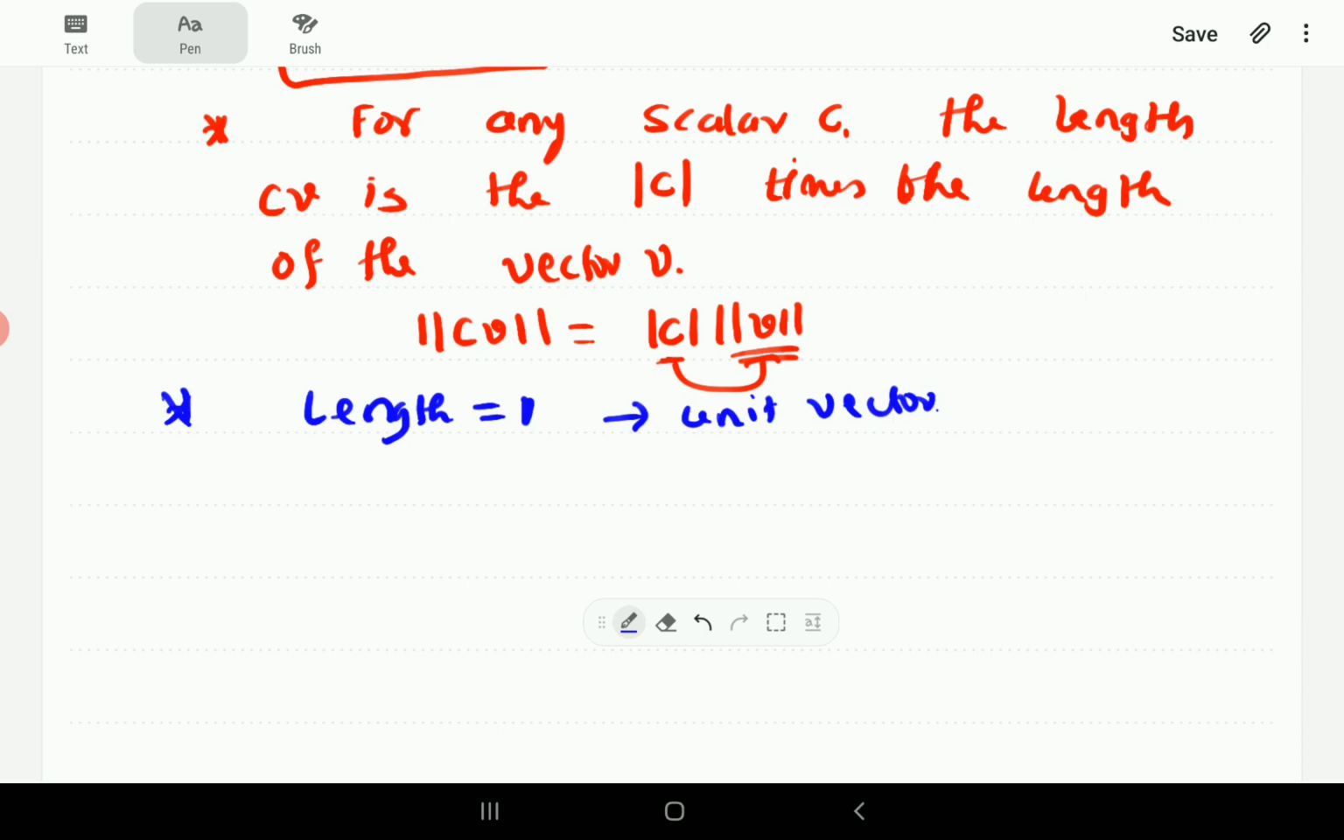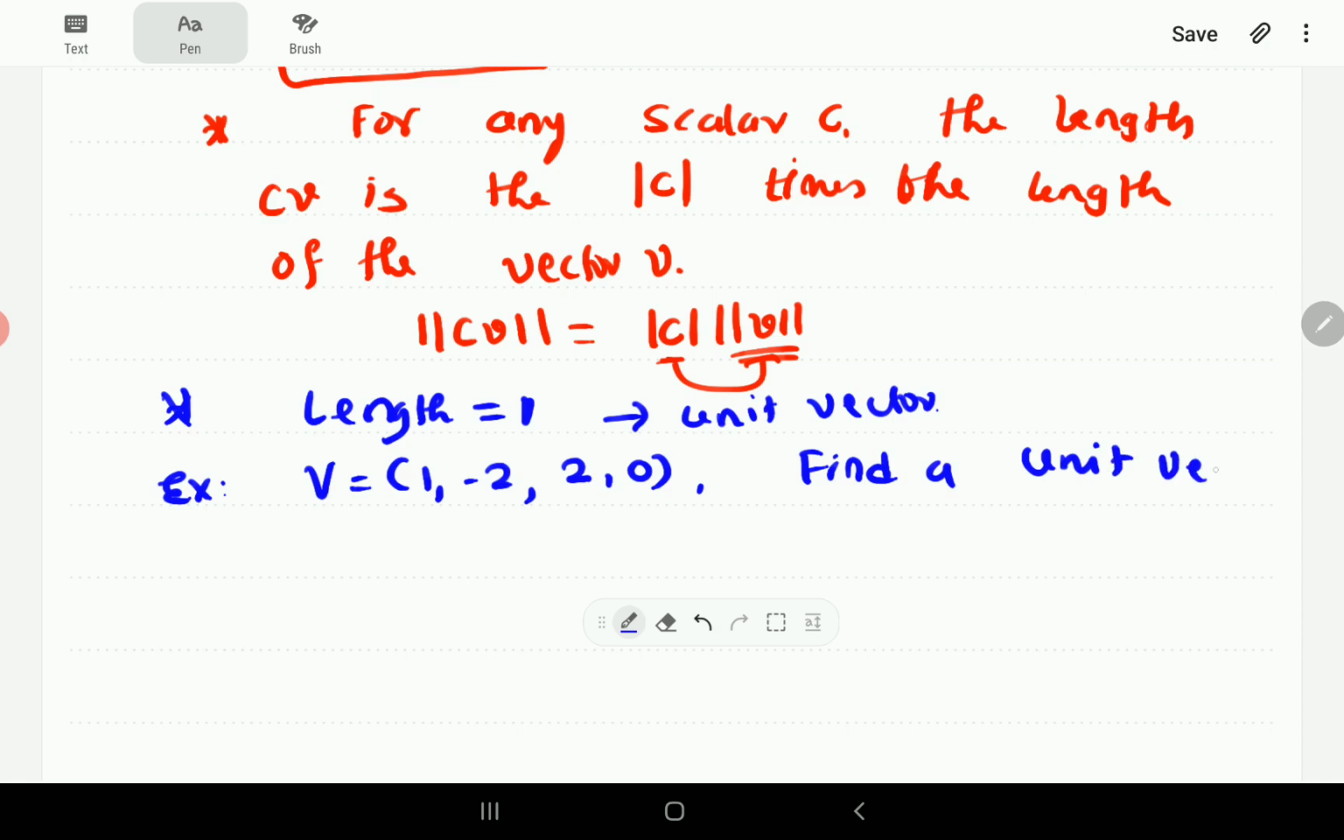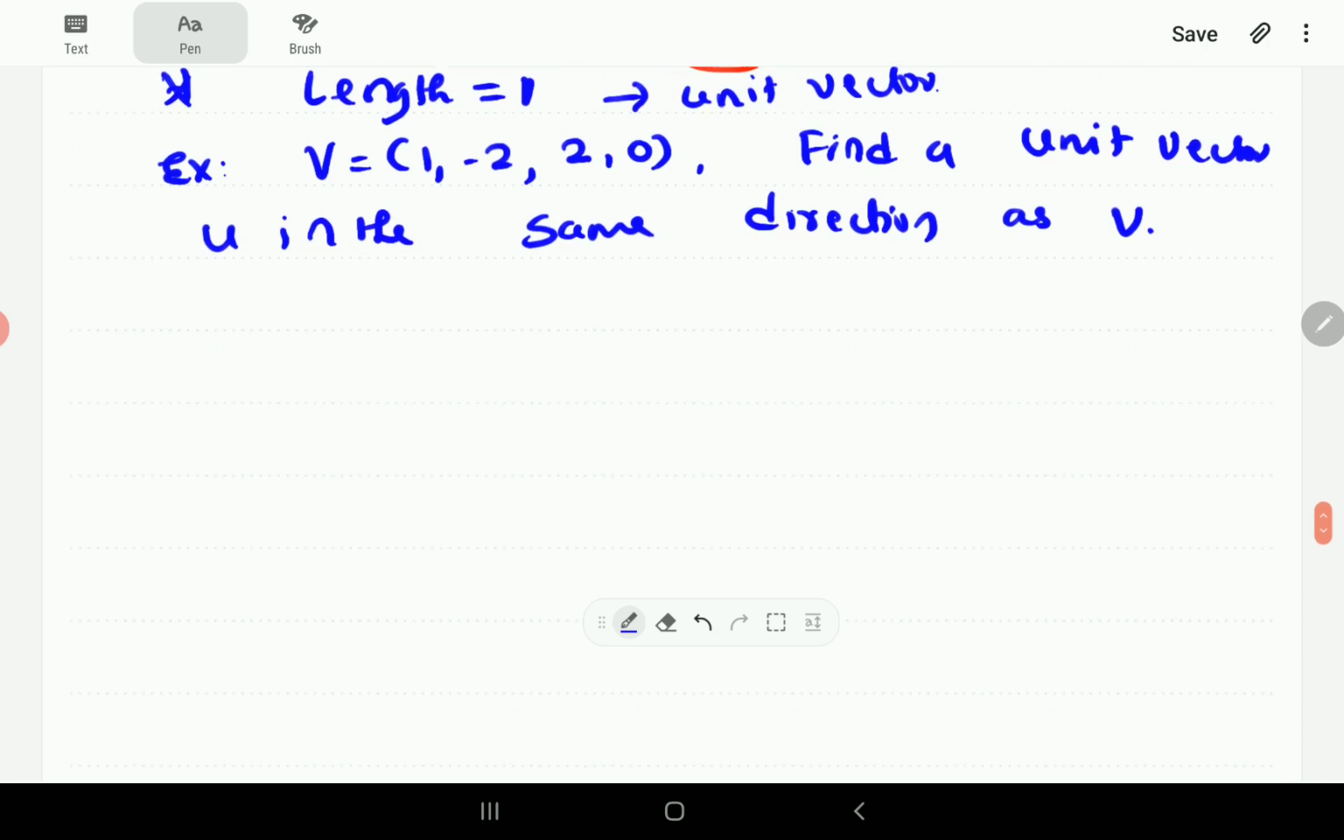Let me take the example where v equals (1, -2, 2, 0), and we have to find the unit vector u in the same direction as v. So let us see how we do it.